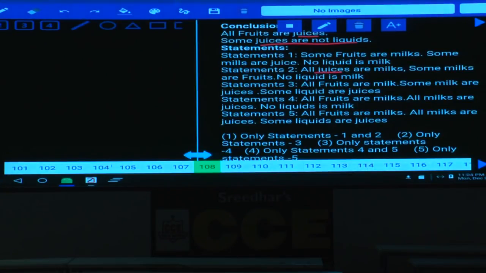Is there or not? Some milk or fruit is there, isn't it? Now with the help of this one, some milk or fruit, then check out here. All juices are milk means tick and cross. Some milks or fruits means cross and cross. What is the middle term here? Milk is the middle term.